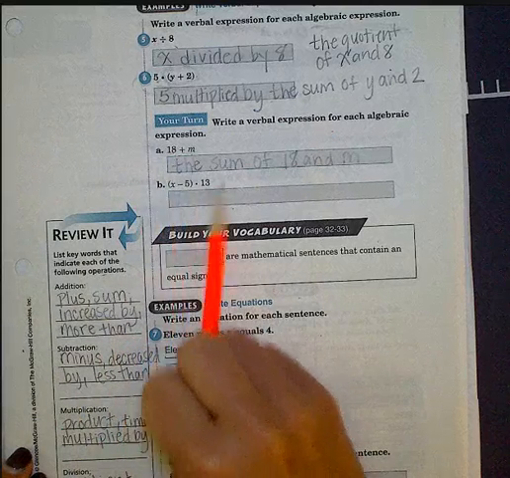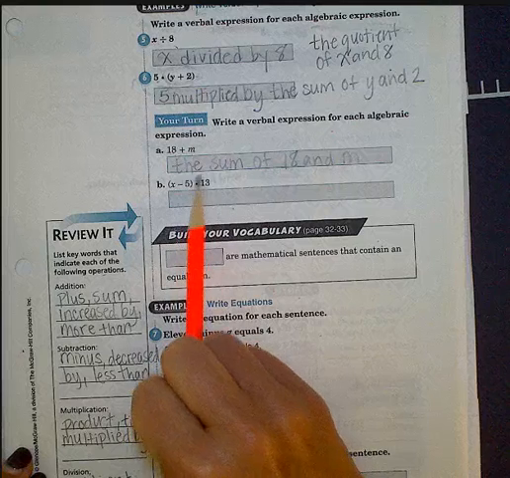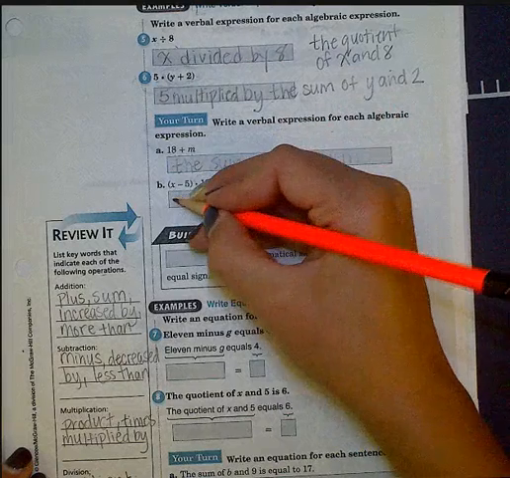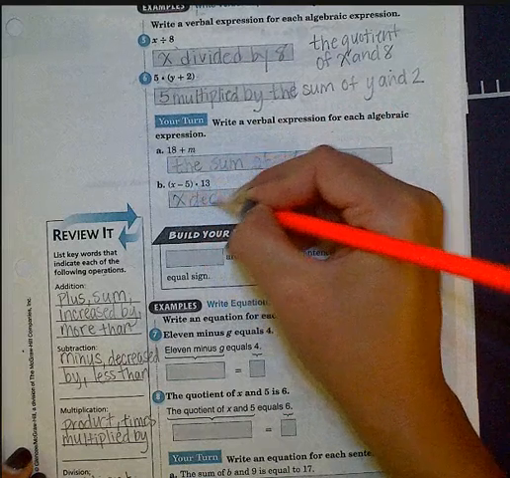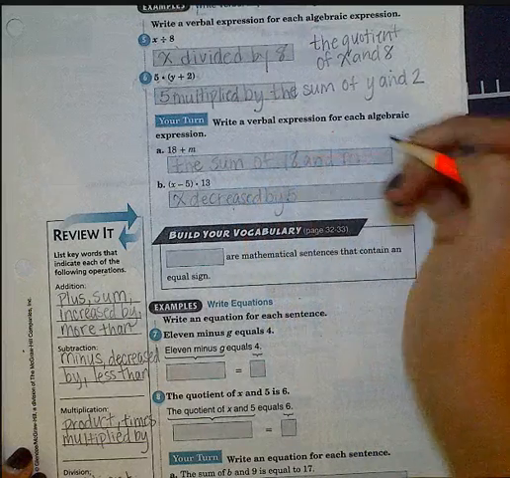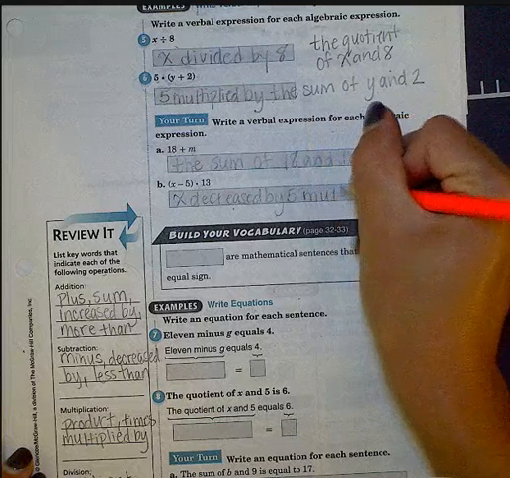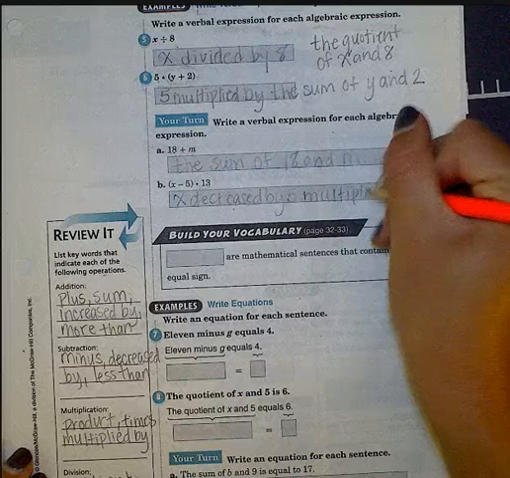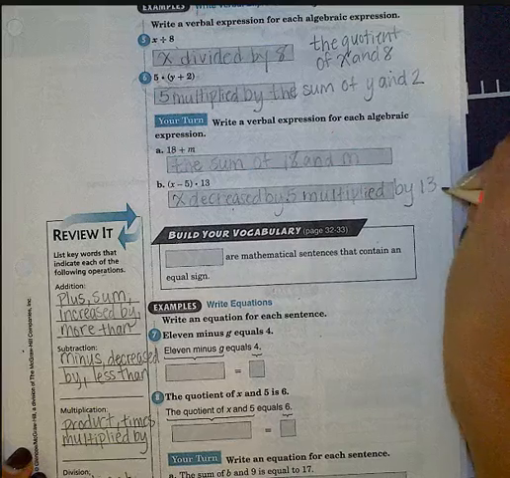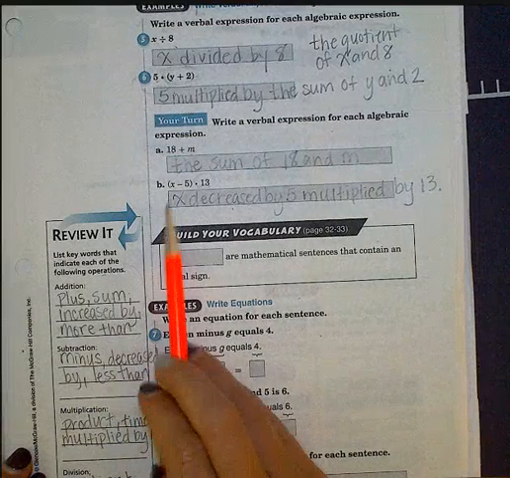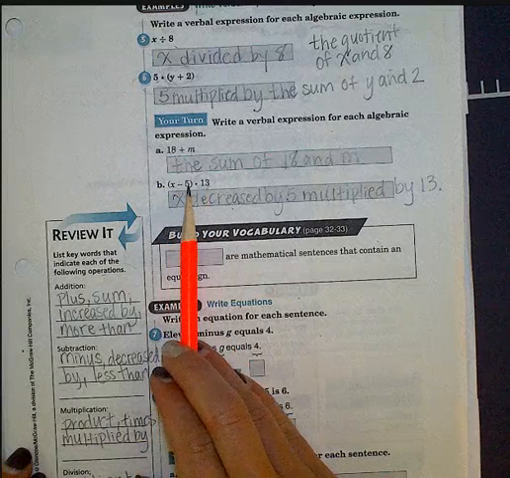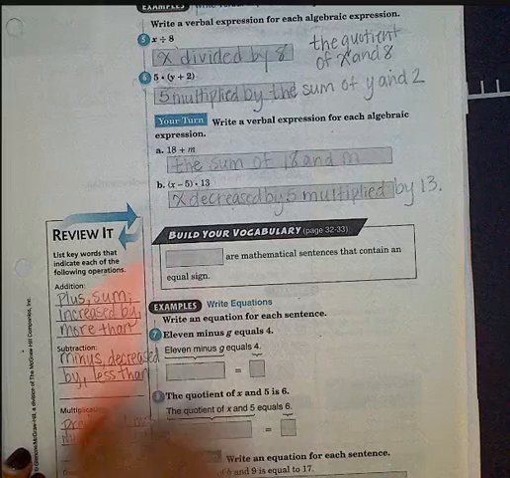So here we have x minus 5, and then we're going to multiply that by that 13. So we're going to write something like x decreased by 5 multiplied by 13. Okay. What else could we have written? The product of 13 and x minus 5, or something along those lines would also work.